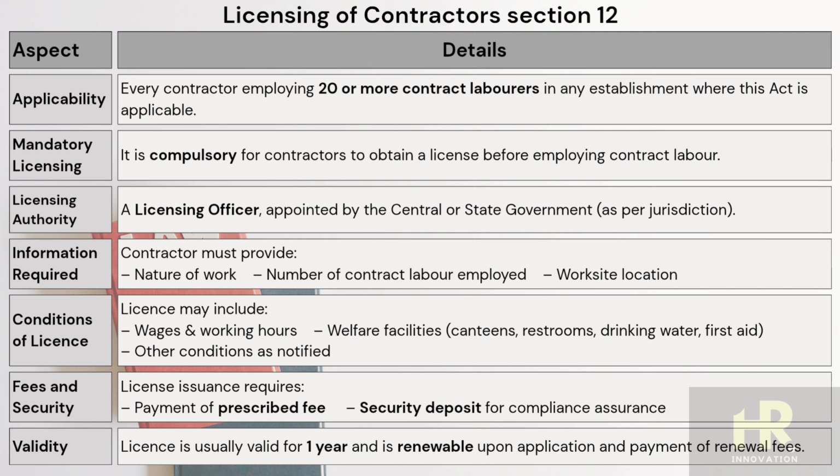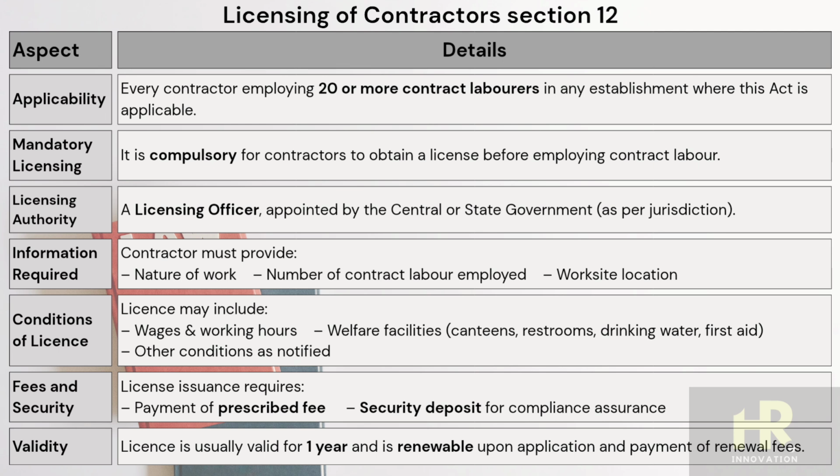Step 3. Licensing authority. The license is issued by a licensing officer, who is appointed by the central or state government, depending on jurisdiction. Step 4. Information required. When applying, the contractor must provide the nature of work, the number of laborers employed, and the location of the work site. Step 5. Conditions of license. The license may have conditions like proper wages and working hours, welfare facilities such as canteens, restrooms, drinking water, and first aid, and other rules as prescribed by the government.